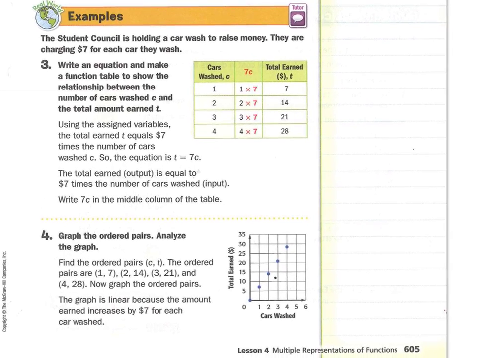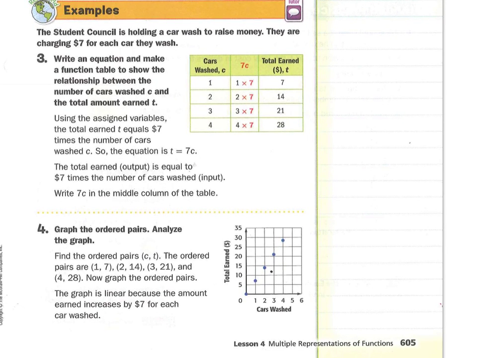The student council is holding a car wash to raise money. They are charging $7 for each car they wash. Write an equation and make a function table to show the relationship between the number of cars washed, C, and the total amount earned, T. So T is your Y value, output. Cars washed is C. Your rule is 7C because it's $7 for every car they wash.